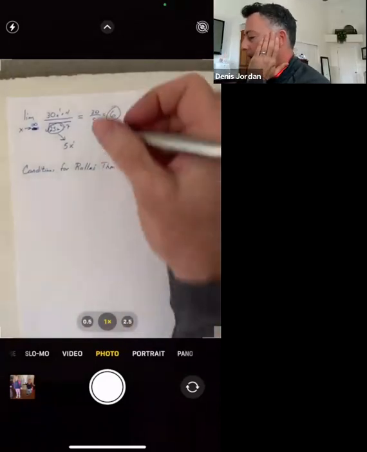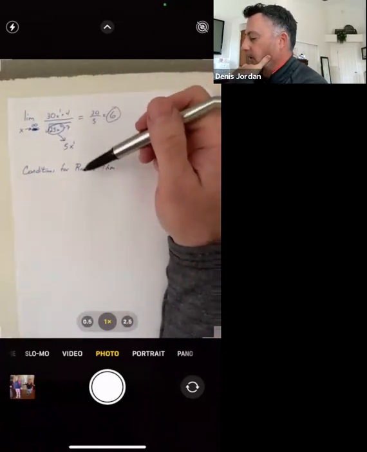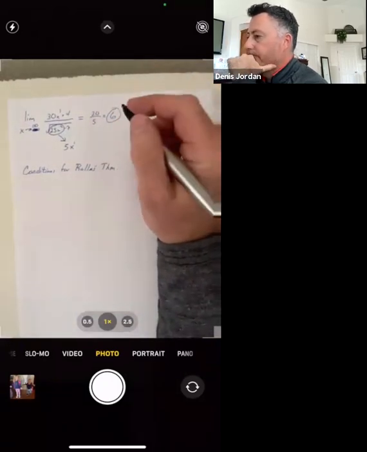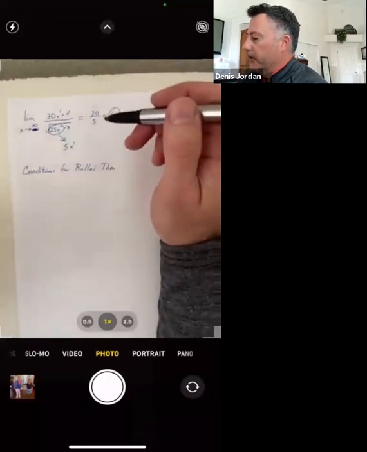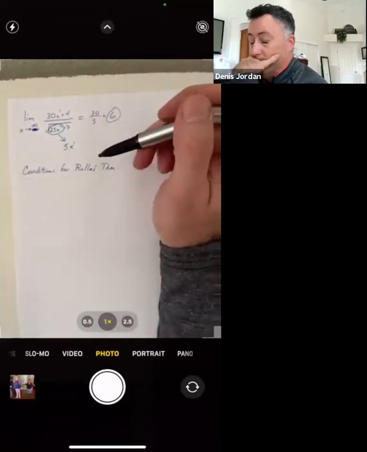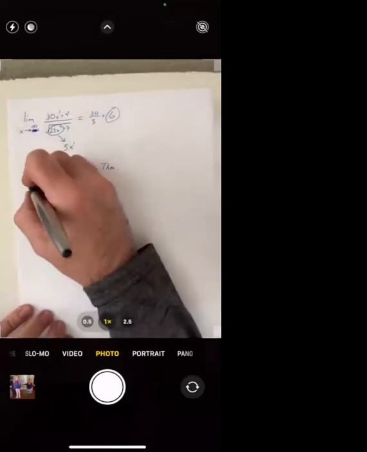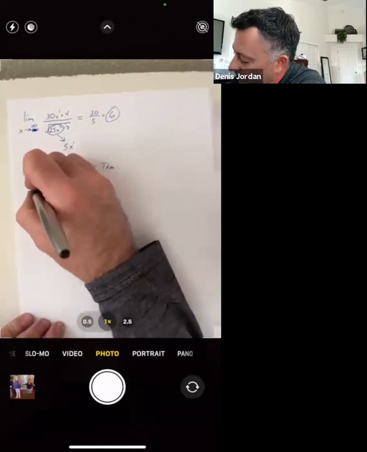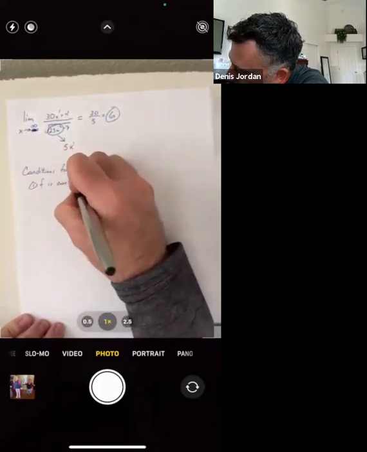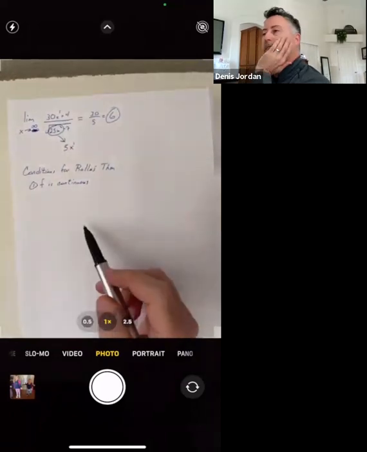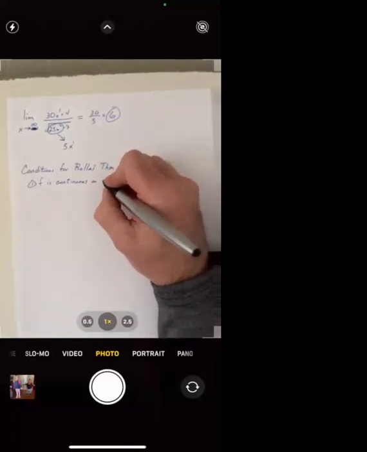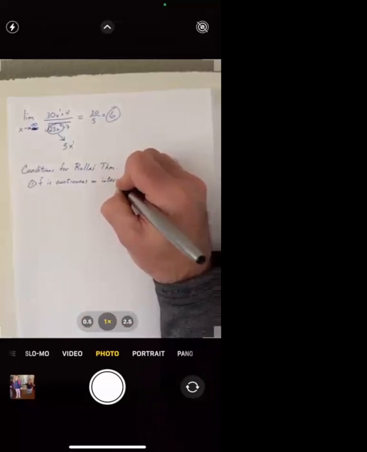All right, let's talk about Rolle's theorem for just a minute. What are the conditions for Rolle's theorem? So you're given a function in an interval; what needs to occur in order for you to apply Rolle's theorem to that function on that interval? So it needs to be continuous? What does? The function? Yeah. Okay, and what does that mean? Like no holes or skips or anything like that on the graph. Okay.